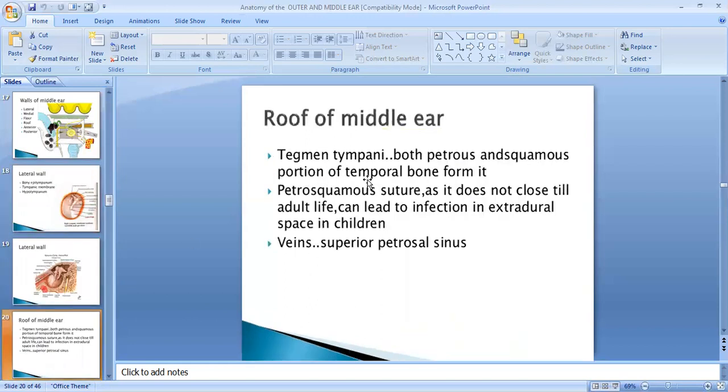The roof is formed by the tegmen tympani. Both petrous and squamous portions of the temporal bone form it. The petrosquamous suture, as it doesn't close till adult life, can lead to infection in the extradural space in children. So any infection in children can spread from the middle ear into the cranial cavity because this middle ear communicates with the cranial cavity through the roof, through the tegmen tympani. Veins: superior petrosal sinus.